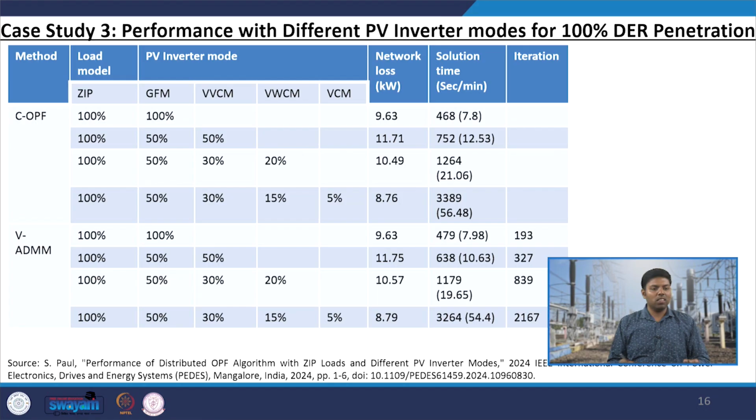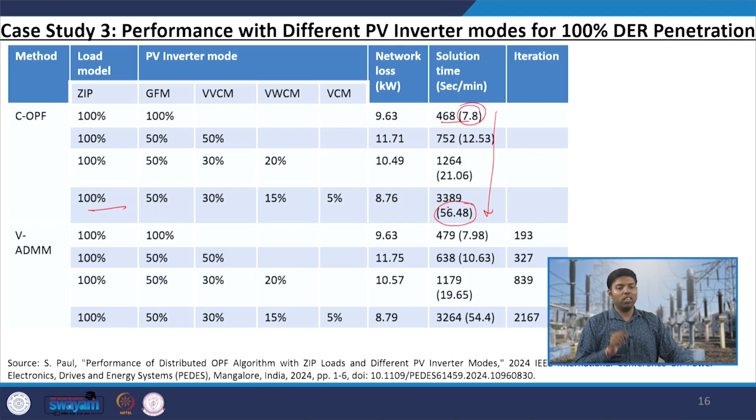If we summarize this in a table, we will see that the solution time has increased enormously. Previously, with this load, you can see it is only 7 or 8 minutes. But with the increasing penetration of different controlling modes of the PV inverter, your solution time has almost reached 1 hour for a single time step analysis. Same for vanilla ADMM also, this is around 55 minutes. This is somewhat lower than the COPF, but they are very close.